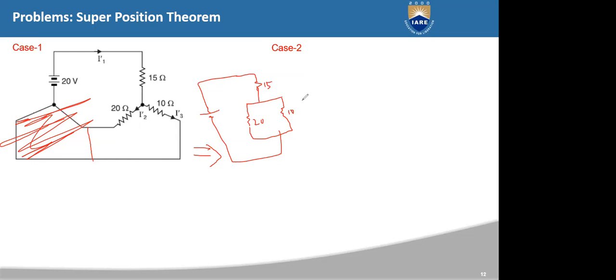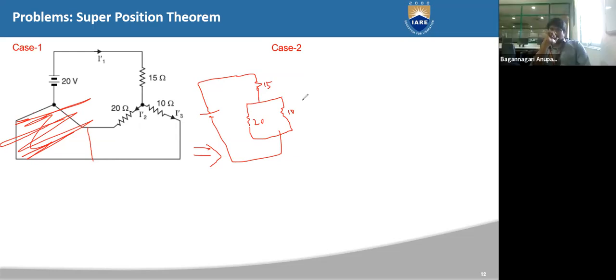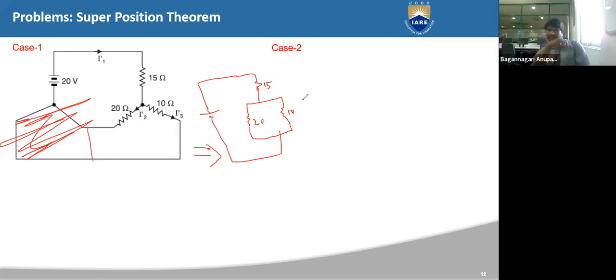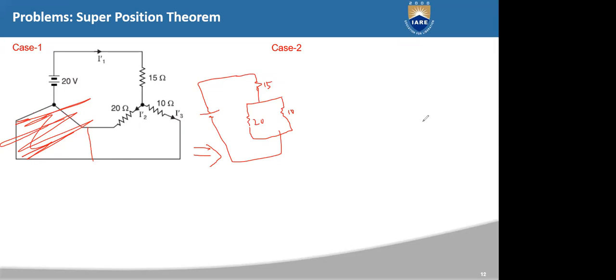Yeah, 21.67 ohms is the total resistance. So what's the value of current going to be? What is the total current? Total current is 0.923. Yeah, it is nothing but I1 dash is equal to 20 divided by 21.67. We get it as 0.9. What's the value you're going to get? I1 dash equal to 0.639 amperes.